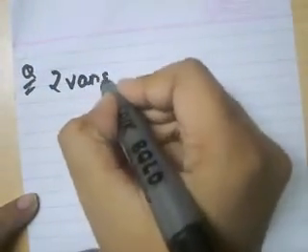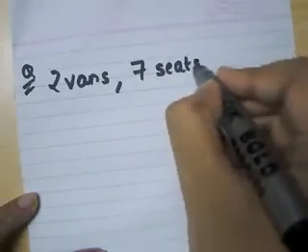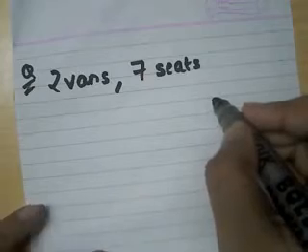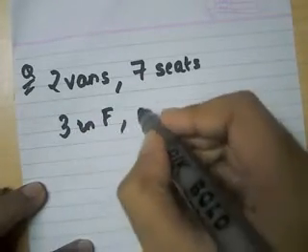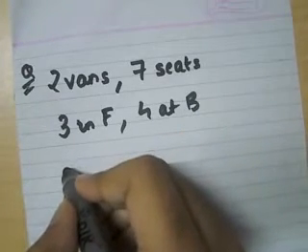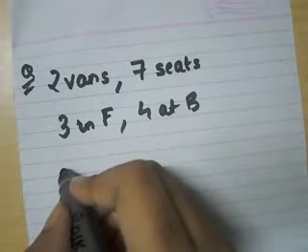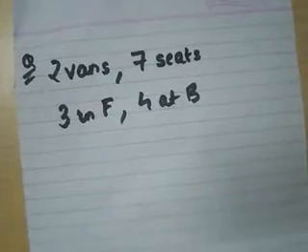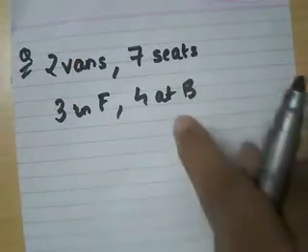There are two vans with 7 seats each, 3 in front and 4 at back. I'm not writing the entire question, I'm just writing down the details for you so that it will be easier for you. What is the probability that, given that 9 boys and 3 girls are to be seated, the 3 girls will sit at the back seat adjacent to each other?